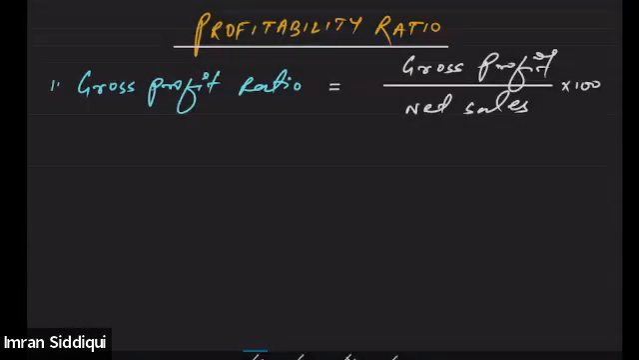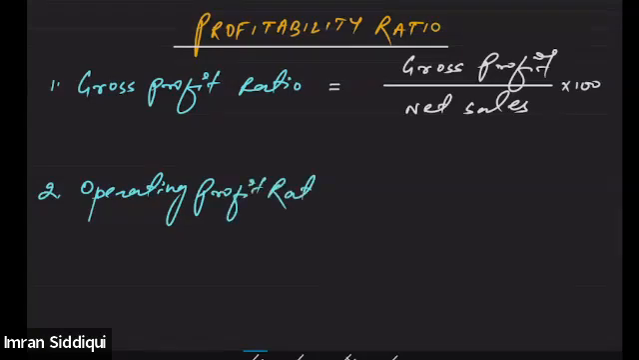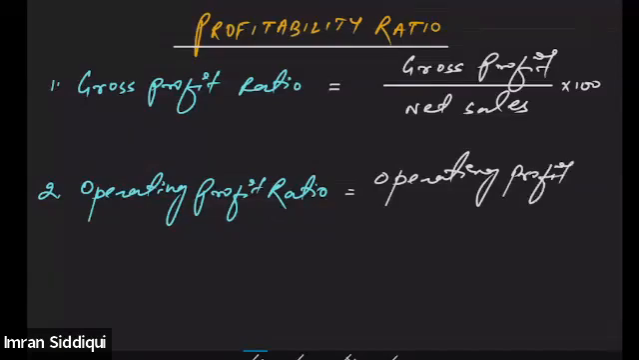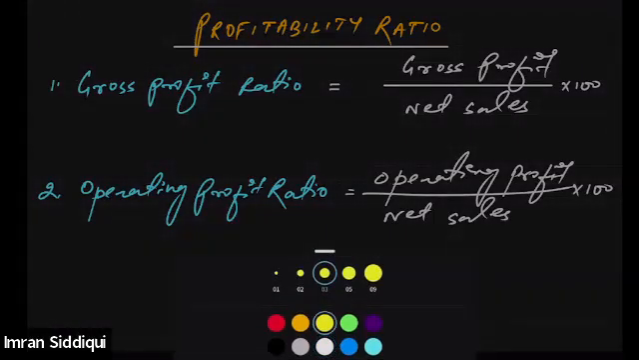Then the second ratio under the profitability ratio is operating profit ratio. And the formula for this is operating profit divided by net sales into 100. All right. And to determine the operating profit, what do we do? We take the value of the net sales, subtract the COGS out of it, subtract all operating expenses. This way we can get the operating profit. Or else you can also subtract the operating expenses out of the gross profit. Let me write this down. Just a second. Please note it.